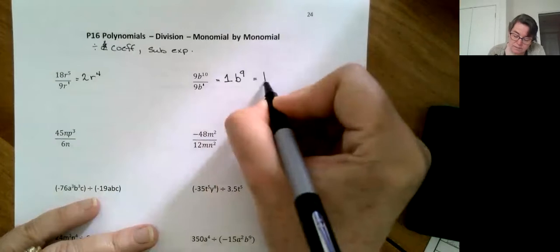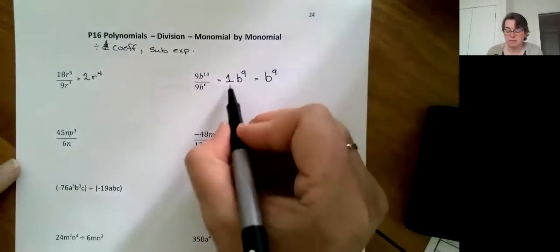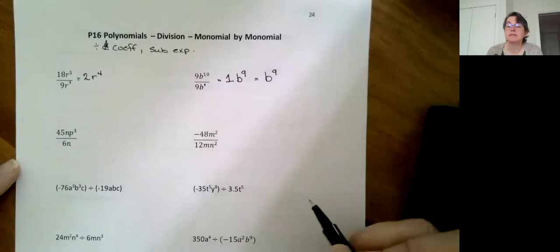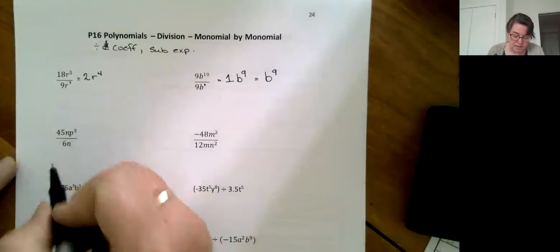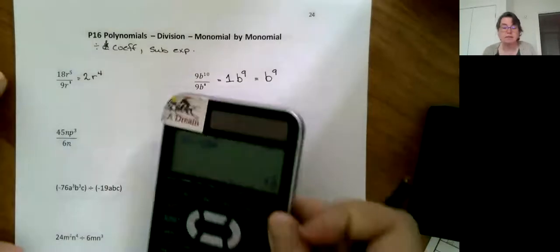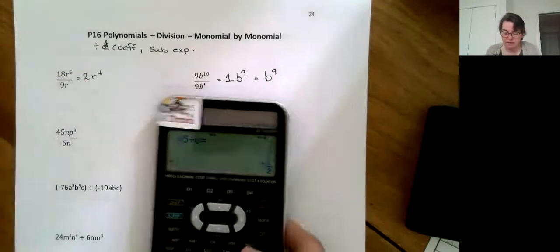If you want, B to the 9th is also completely correct. This part really doesn't matter whether you put it up front or not. It's there, good. It's not there, it's okay. All right, 45 divided by 6. That's not an even number. 45 divided by 6 is 7.5.